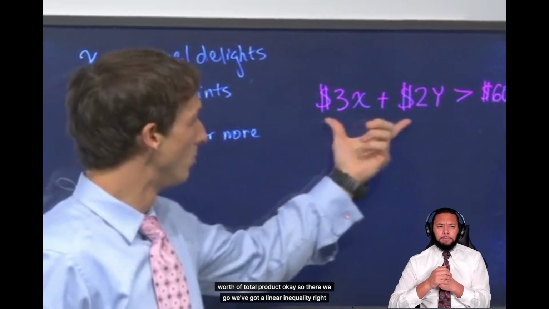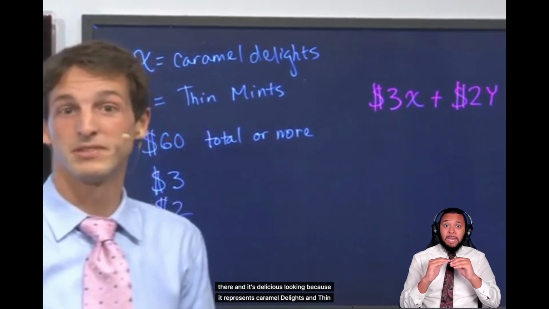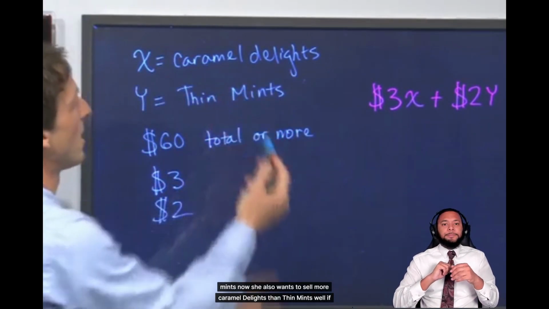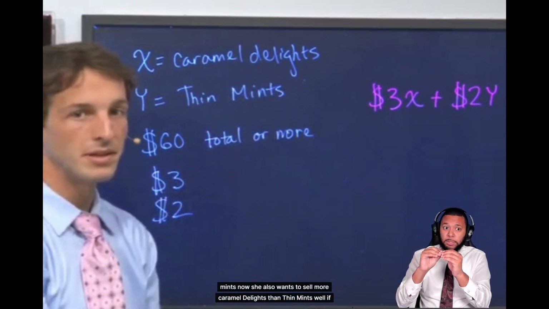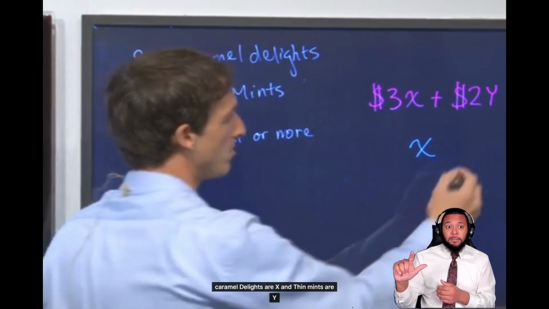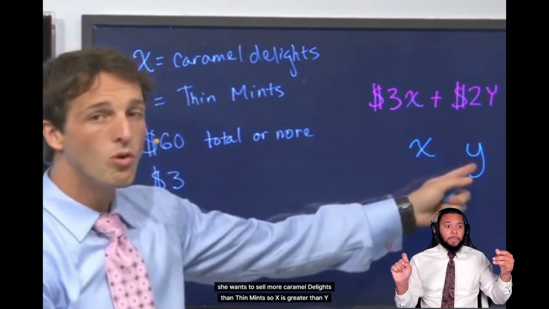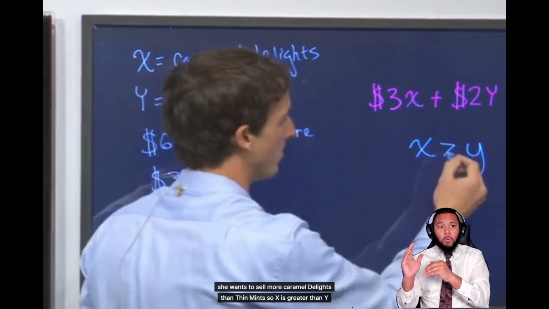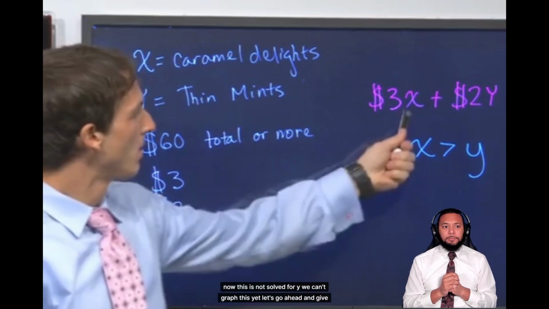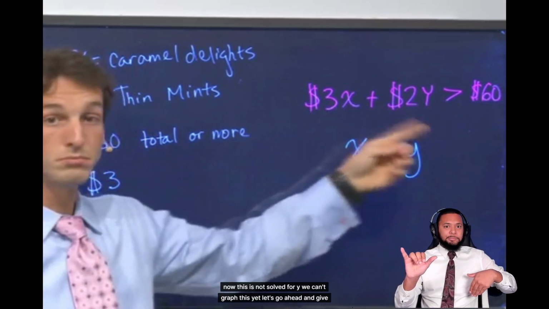So there we go. We've got a linear inequality right there. And it's delicious looking because it represents Caramel Delights and Thin Mints. Now she also wants to sell more Caramel Delights than Thin Mints. Well, if Caramel Delights are X and Thin Mints are Y, she wants to sell more Caramel Delights than Thin Mints. So X is greater than Y. Now this is not solved for Y. We can't graph this yet. But let's go ahead and give it a shot.